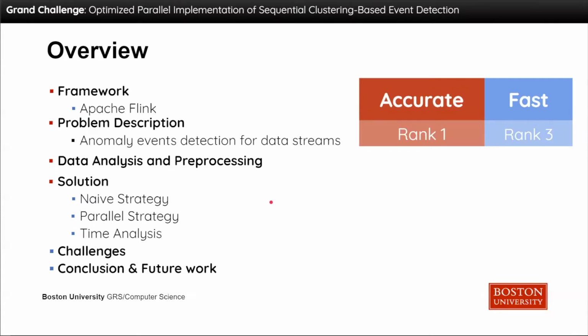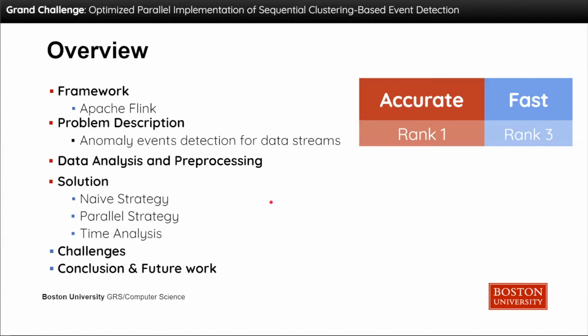Before we discuss some more details, let's take a look at the overview. The framework we use is Apache Flink, which is really powerful and easy to use. In this grand challenge, the problem we need to address is to detect anomaly events for data streams, something like unstable current. Before we start to design our algorithms, we need to analyze the original data and do some pre-processing work on it. Compared to the naive strategy, our parallel strategy is very accurate and fast. The accuracy is rank 1 and the total runtime is rank 3.